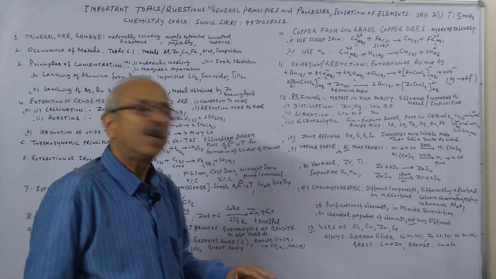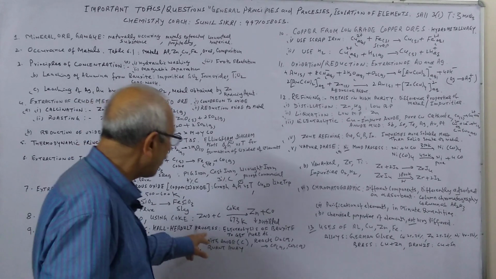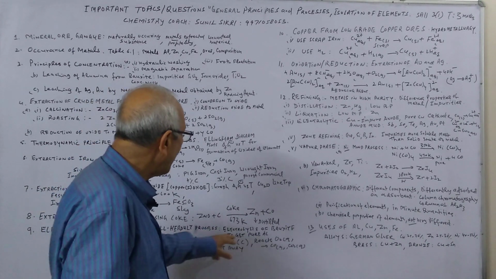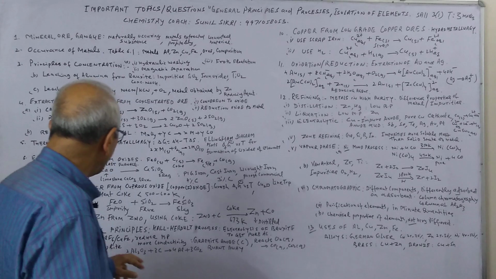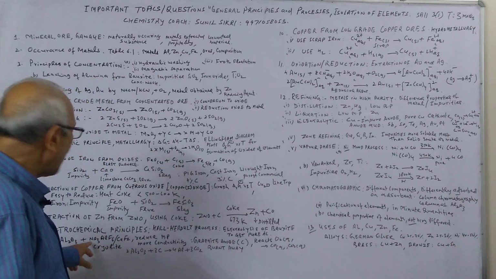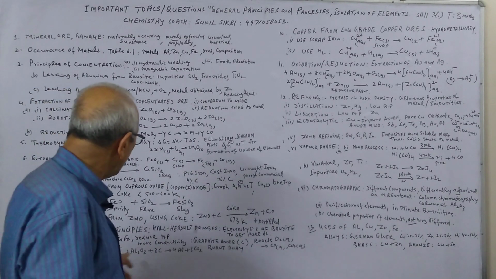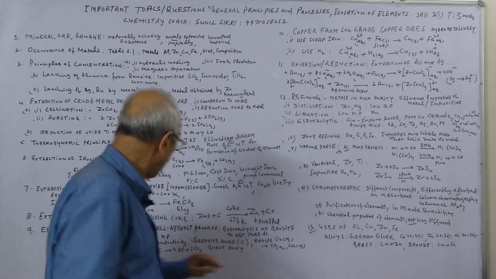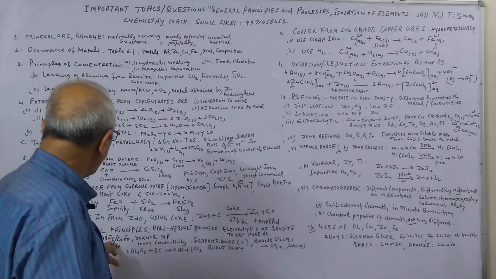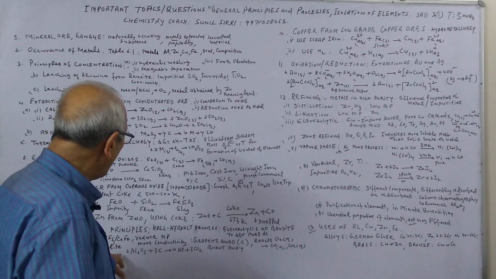Electrolysis of bauxite diagram has been given. The Hall-Heroult process has been asked many times, where we get pure alumina by electrolytic process. In this, cryolite is added in order to reduce the melting point of the bauxite and make it more conducting. Important point. And you have Na3AlF6 as a cryolite.